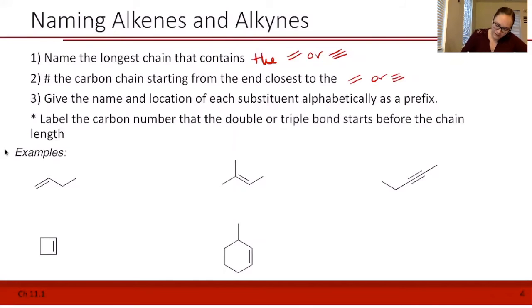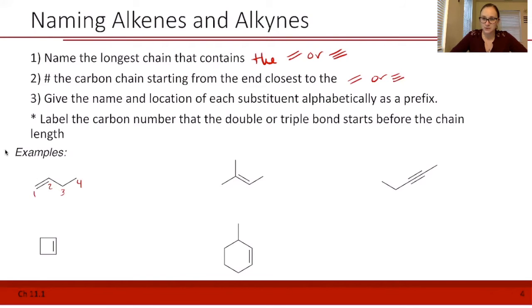So let's go to this first one here. We have name the longest chain that contains the double bond or triple bond. So we only have one chain in this. We don't have a substituent. So we're going to number it 1, 2, 3, 4. So in number 2, it says number the carbon chain starting from the end closest to the double or triple bond. So let's double check. We've done that. Our double bond starts at carbon number 1.